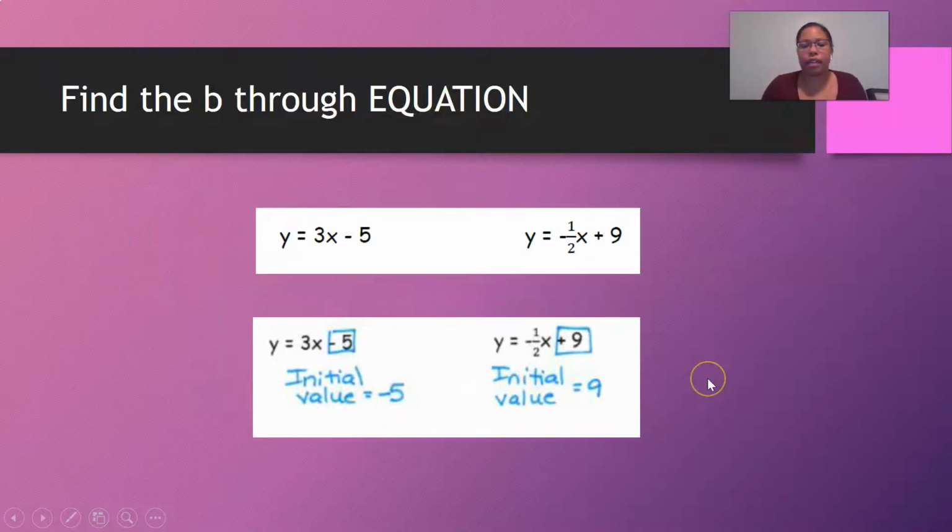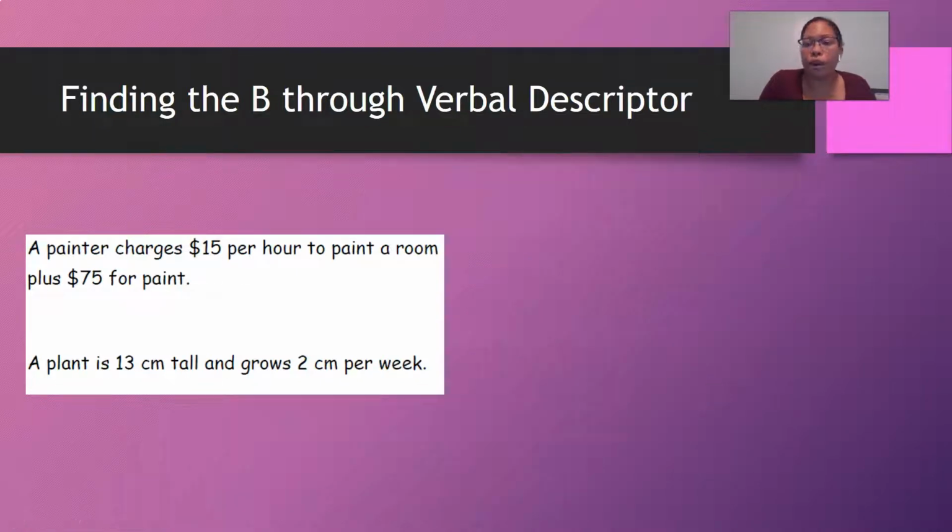Negative 5 and 9. Now let's say I'm given a verbal descriptor. Remember, a verbal descriptor is like a word problem. It didn't really give me an equation. I had to pull my numbers and set it up myself. The first one says a painter charges $15 per hour to paint a room plus $75 a paint. So my per unit is my M, what's changing per one independent variable. That makes 15 my M. But the plus 75, no matter how many rooms you paint in that house, you have to give those people $75. So that's what I'm starting off with, and that's always going to be my B. Whatever I require before I do anything is my B.